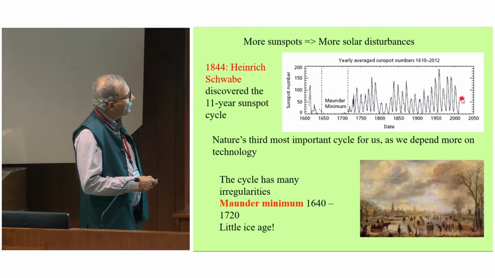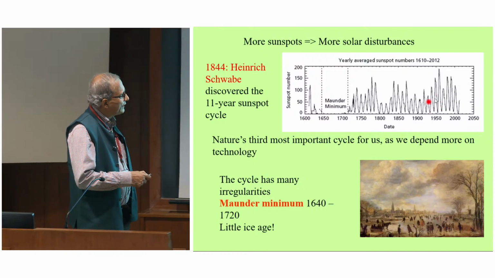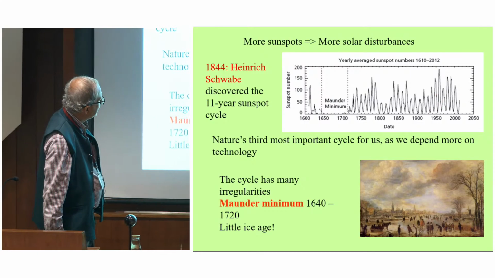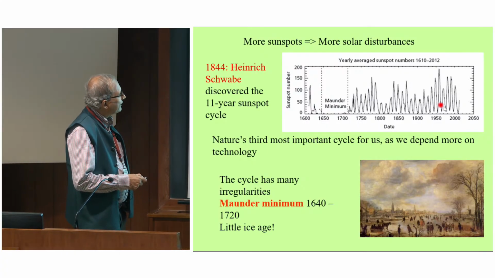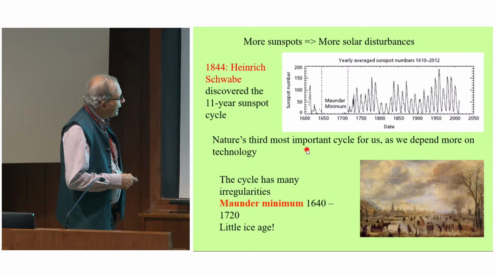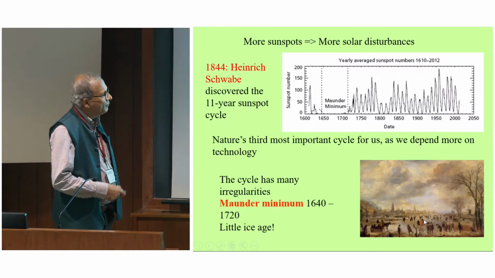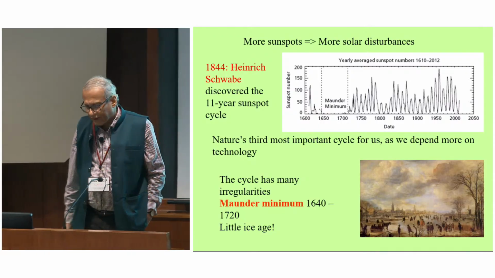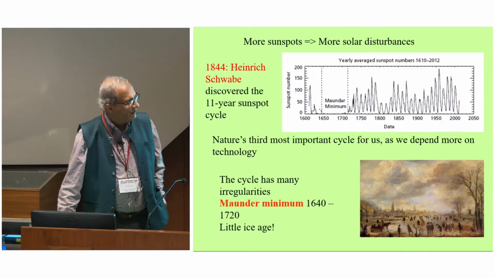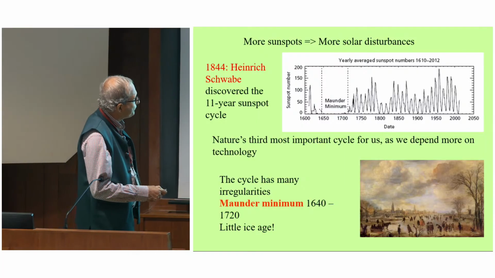And we have more solar disturbances when the sunspot cycle is at its peak. And these affect us. So we can say that this sunspot cycle is nature's third most important cycle for us, after the cycle of day and night and the cycle of seasons.